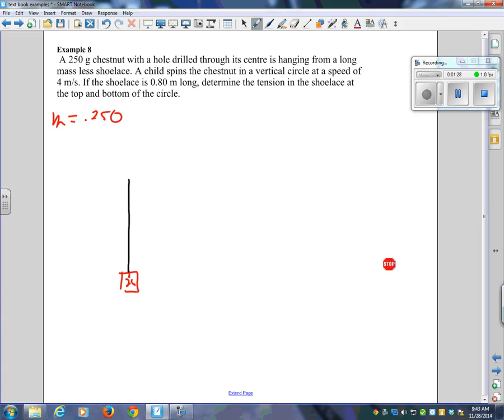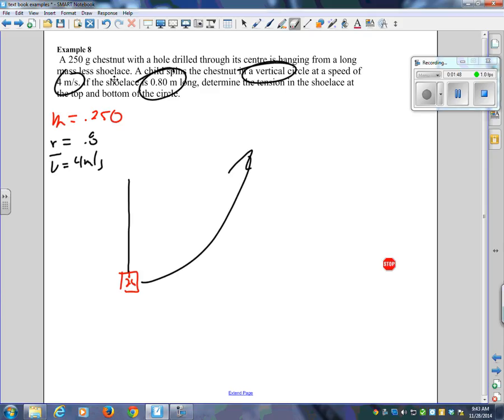The child spins the chestnut in a vertical circle, so vertical is important, at a speed of 4 meters per second. If the shoelace is 0.8 meters long, determine the tension of the shoelace at the top and bottom of the circle. So the radius of this is 0.8, and the speed is 4. When they say the speed, they actually mean the average speed, because at the bottom it's going to be going much greater than 4, and at the top, it's going to be going less.